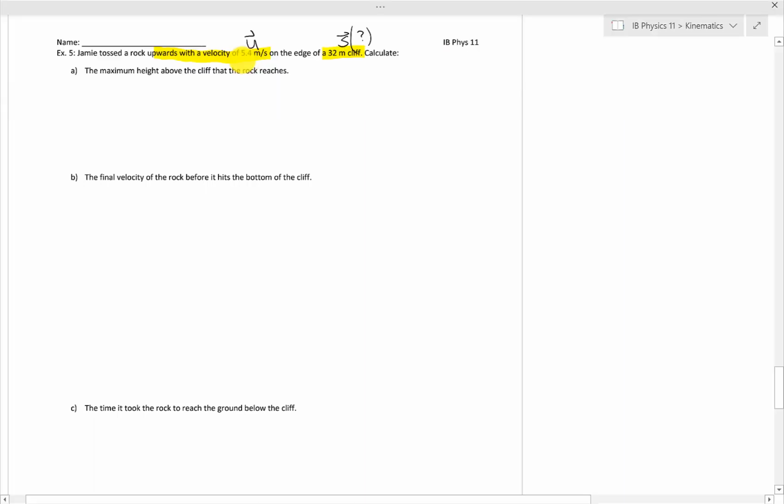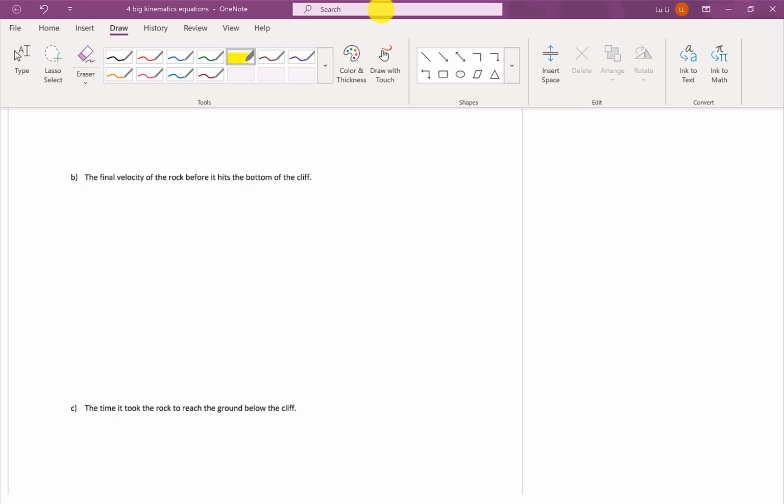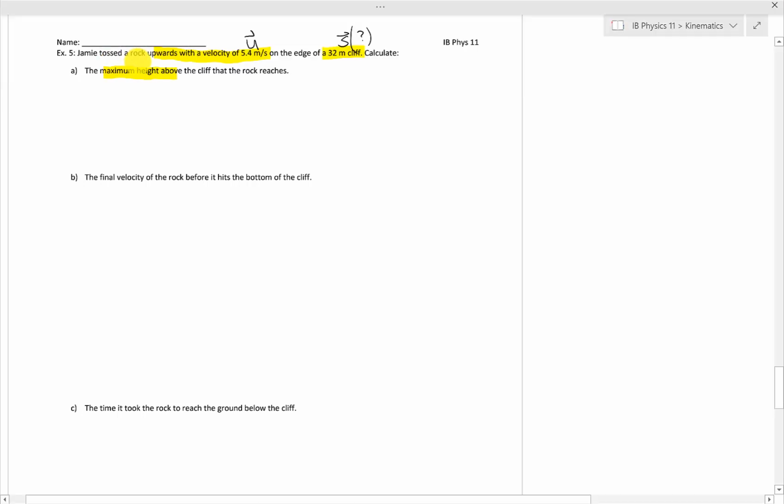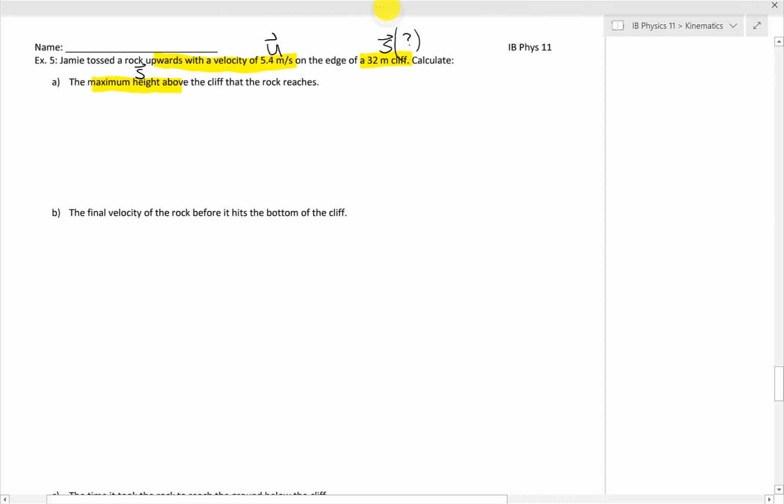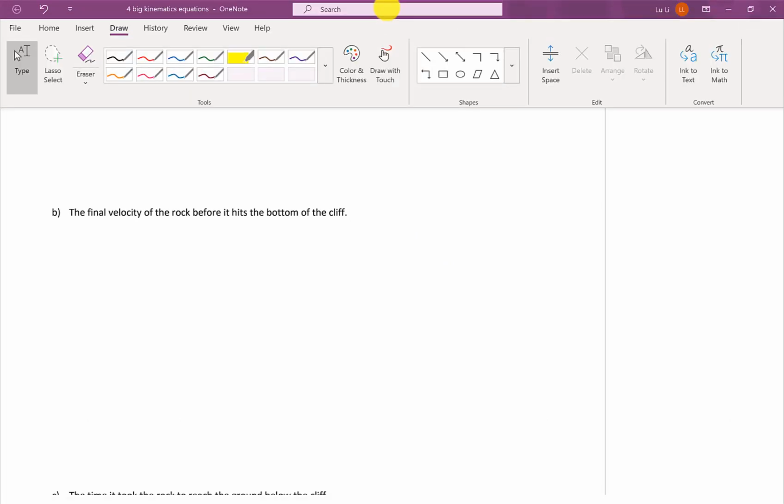So question A is asking for us the maximum height above the cliff that the rock reaches. That is specifically asking for some sort of distance, and I'm going to write here displacement because that's what it is. Now, let's do the next step, which is drawing a picture.